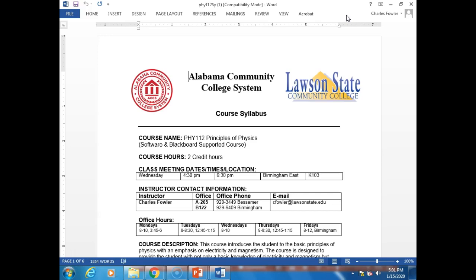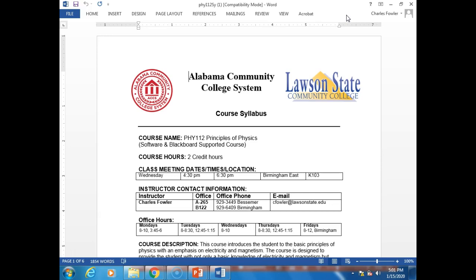Okay. My email address is cfowler. I don't even know if they got a marker in here that works. Let's see if they do. That one works really well. Can y'all read that? cfowler at lawsonstate.edu.